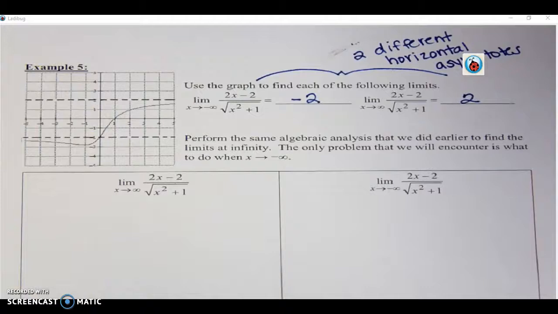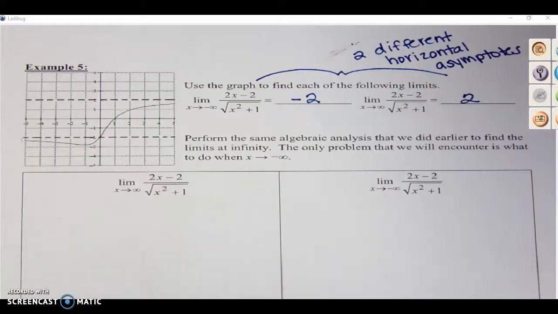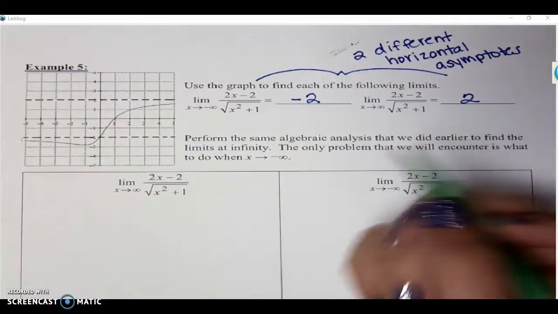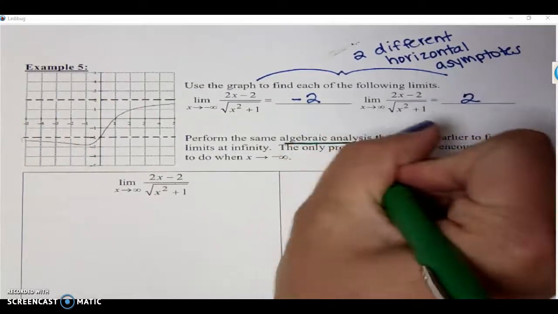Okay, so we're going to do this the same way with the algebraic analysis. The only problem is because we have the square roots, we have to do something just a little bit different. These you're going to have to do the long way, because if you try to use the shortcut, you may run into a little trick on there. So you're going to have to do these using that algebraic analysis.